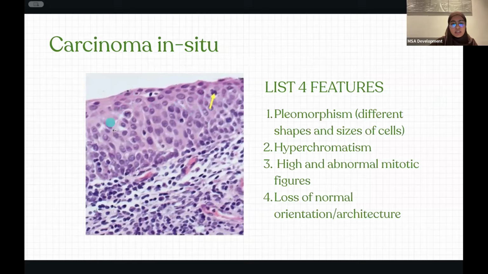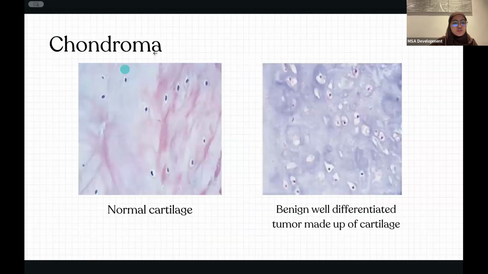Pleomorphism, different shapes and sizes, hyperchromatism, high abnormal mitotic figures, and loss of normal orientation and architecture. Now moving on to chondroma.